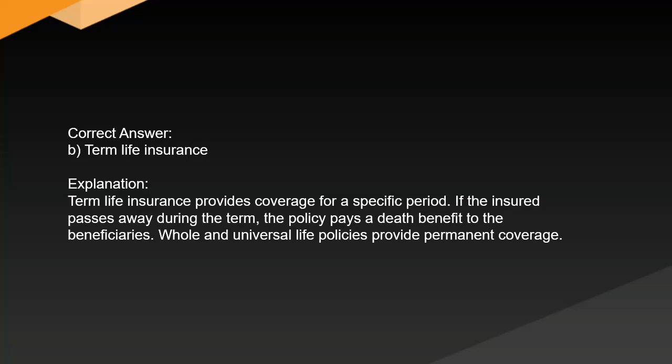Term life insurance provides coverage for a specific period. If the insured passes away during the term, the policy pays a death benefit to the beneficiaries. Whole and universal life policies provide permanent coverage.